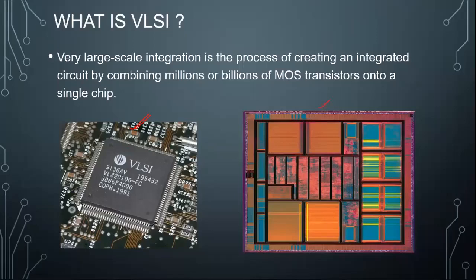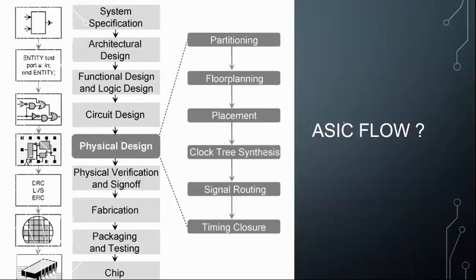Now we'll discuss the ASIC flow. What is ASIC? It is an application specific integrated circuit. For a specific application, we design our IC. For example, if I am working at a mobile manufacturer, for the mobile I need one SoC or one chip, so I should have some specifications.